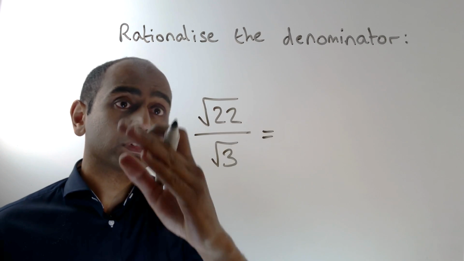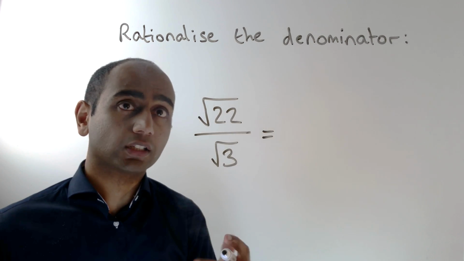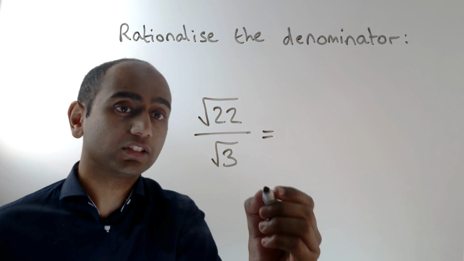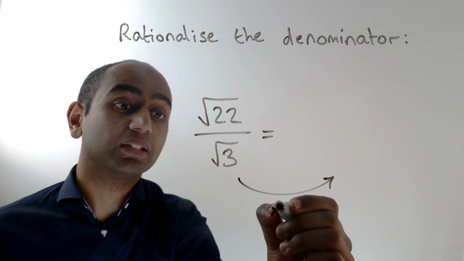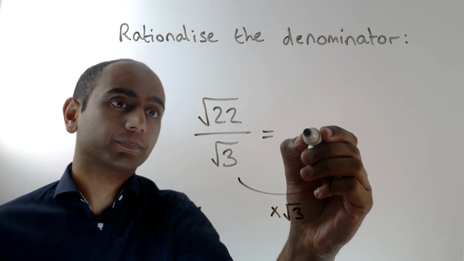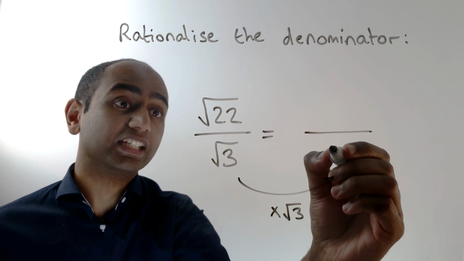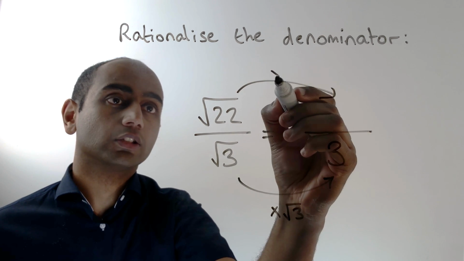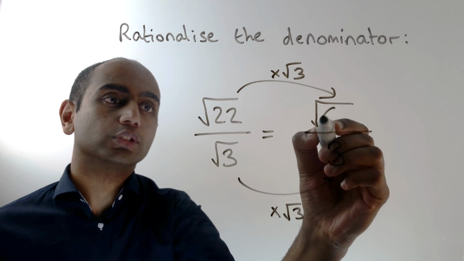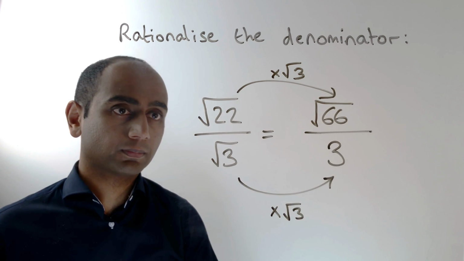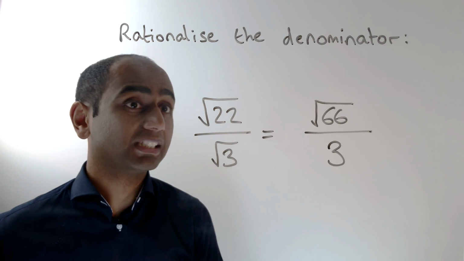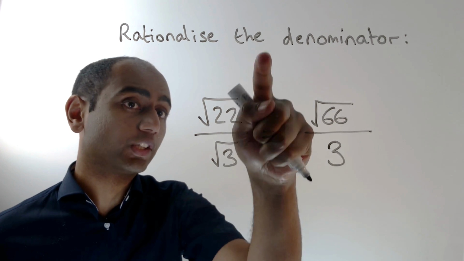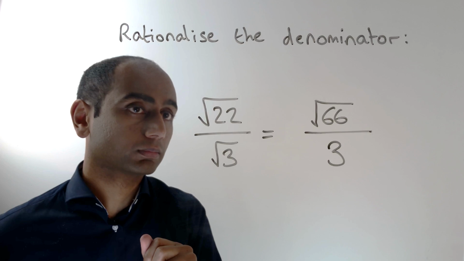Here's the answer. Don't get fooled by the square root in the numerator. All we care about is rationalising the denominator. To get rid of this square root of 3 in the denominator, what we can do is multiply it by the square root of 3. Square root of 3 times the square root of 3 is just 3. The square root of 22 times the square root of 3 is going to be the square root of 66. By the way, this surd here can't be simplified any further, but if it could, we would have to simplify that to see if we could then carry on simplifying the fraction later on.